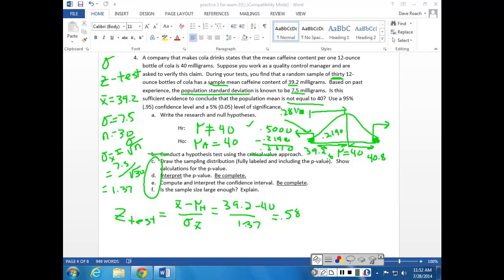But remember with the two-tail test that there's another 0.2810 over here. So the total p-value is equal to 2 times 0.2810, or 0.5620.